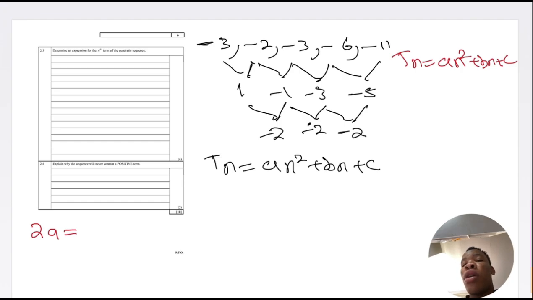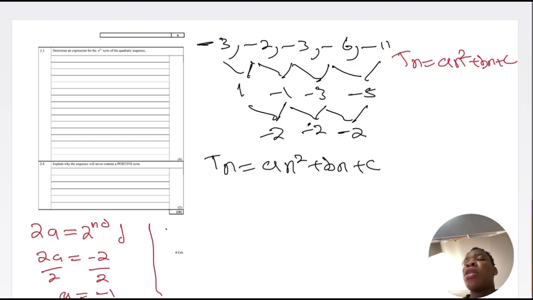2A is equal to our second difference, which is negative 2. That means we divide by 2. A is equal to negative 1.